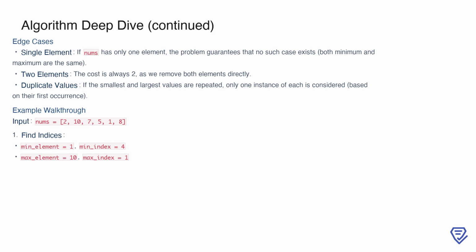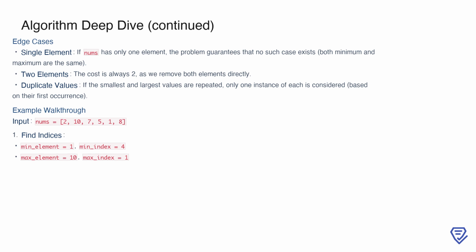Now, let's consider some edge cases. If the array has only one element, the problem guarantees that such cases don't exist, as the smallest and largest elements are the same. For arrays with two elements, the cost is always 2 since we remove both elements directly. When the smallest or largest values are duplicated in the array, we only consider the first occurrence of each value when determining the indices.